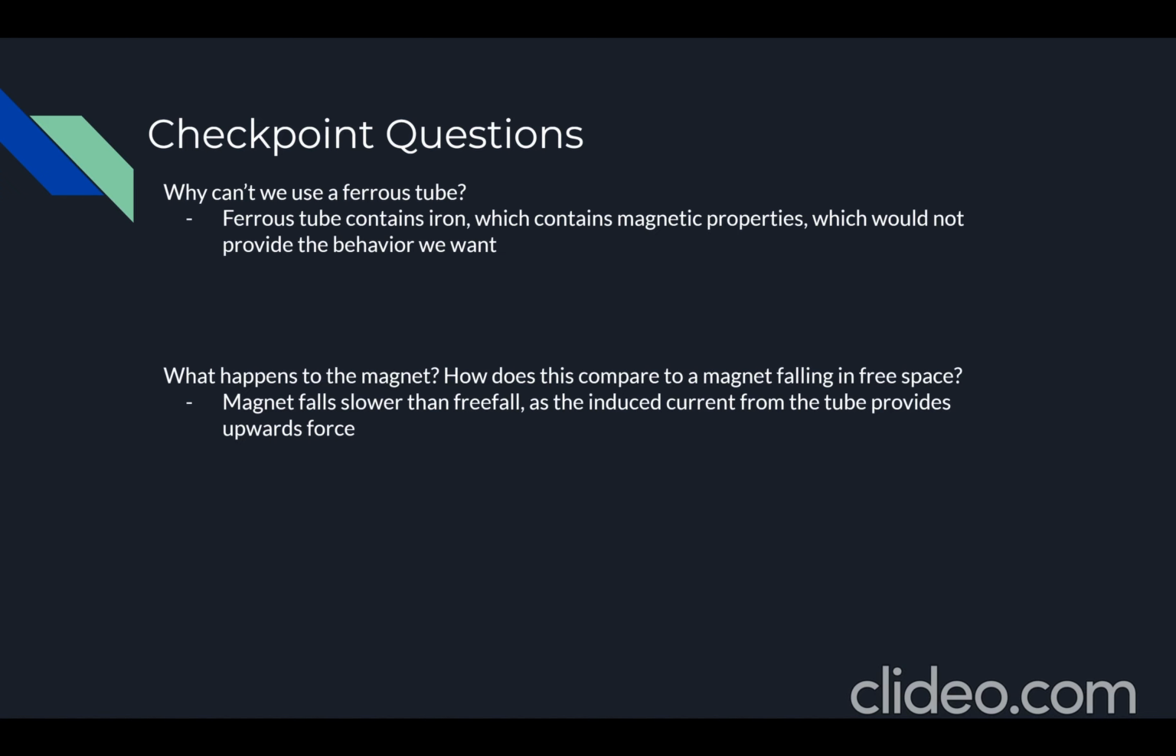What happens to the magnet? Basically, the magnet's falling slower than it would in free fall because the induced current from the tube provides an upward force, which slows it down.